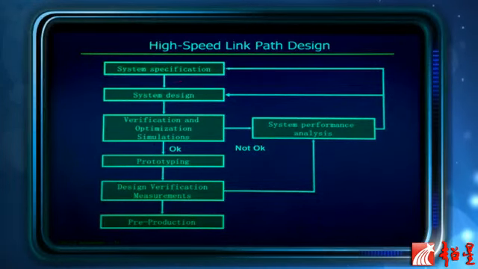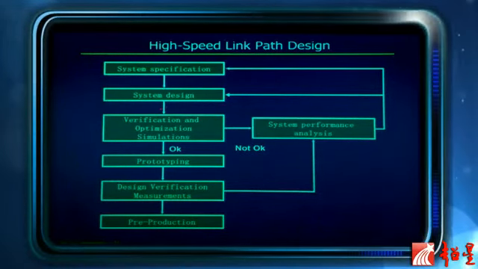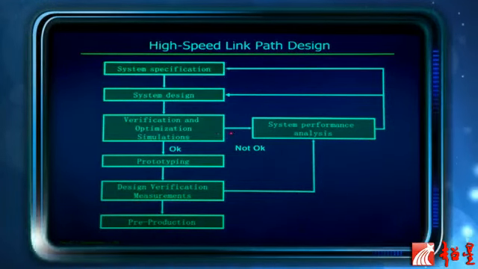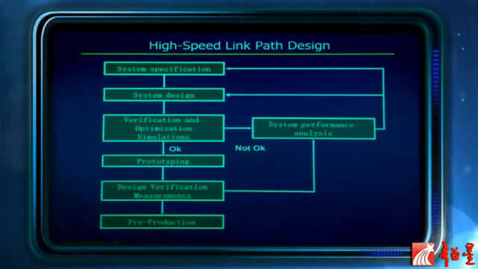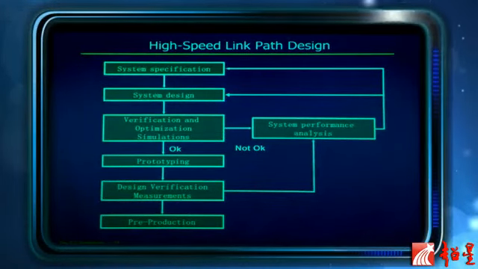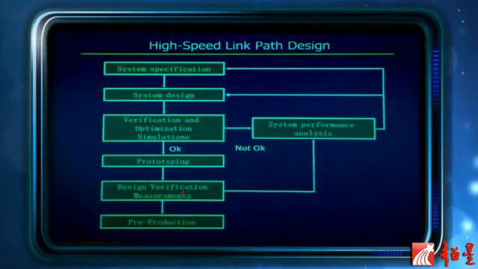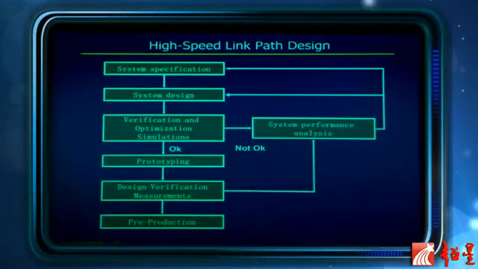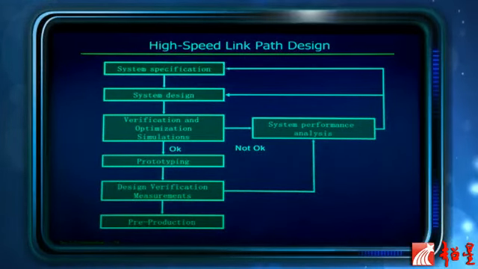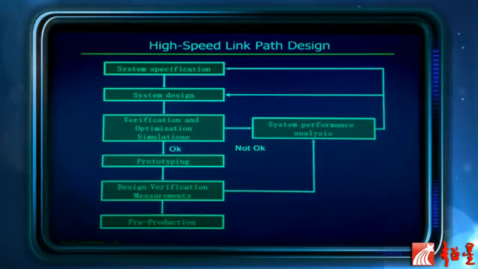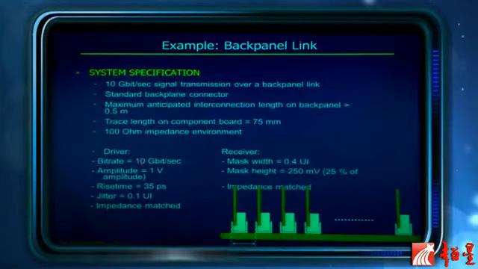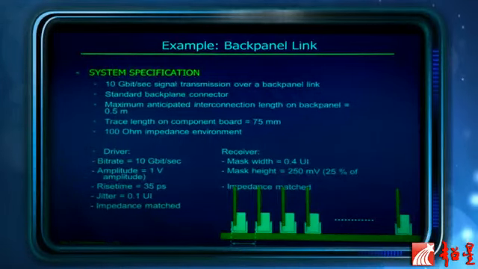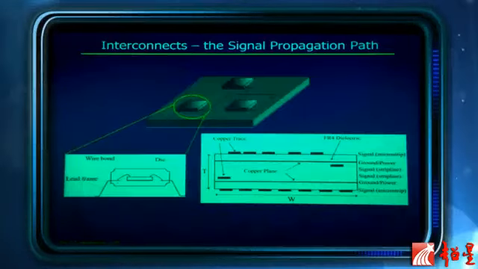So this is a high-speed design flow. You specify your system, you do a system-level design, then you do verification, optimization, and simulation. Then you analyze the performance of your system, you do a prototype, a design verification, and production. There's an iteration here where you analyze your design to make sure it will meet specifications. This example is a 10 gigabit per second backplane design.